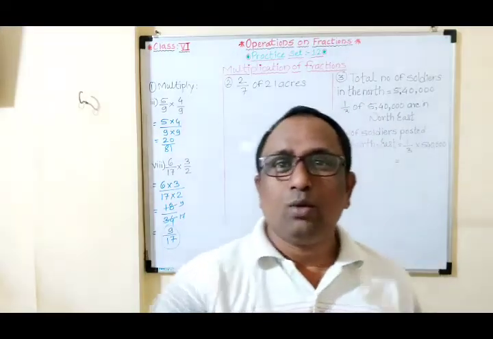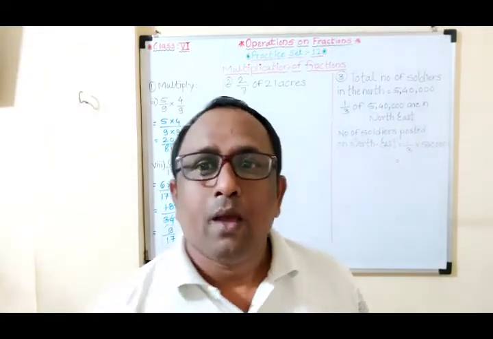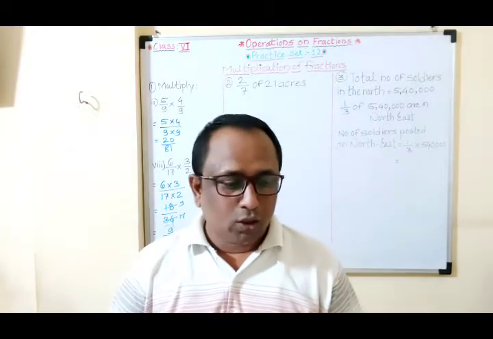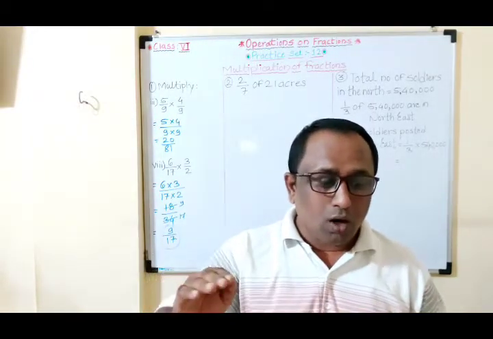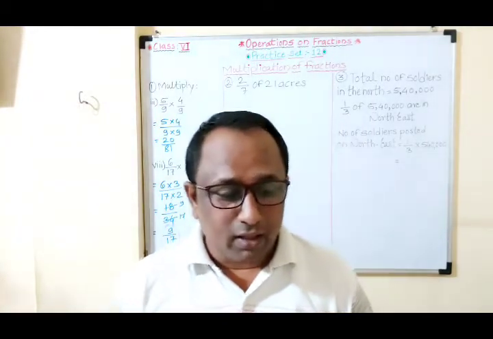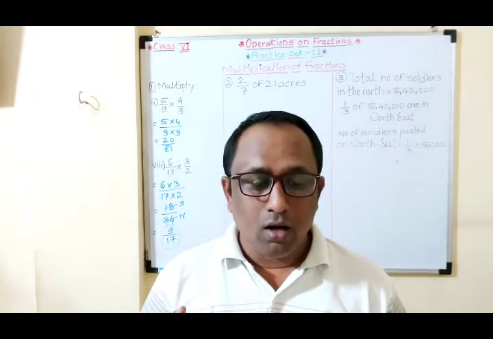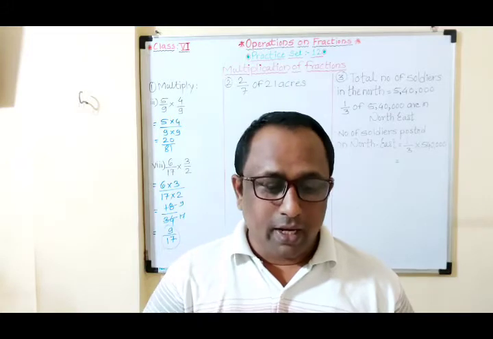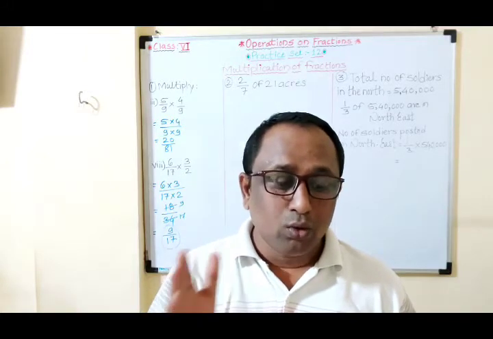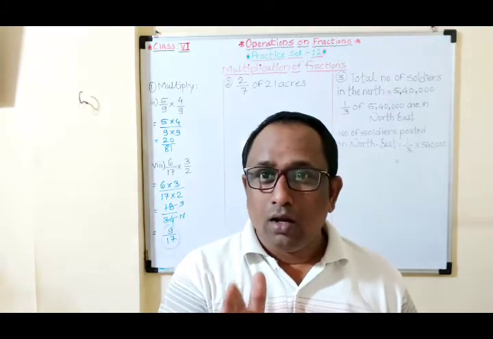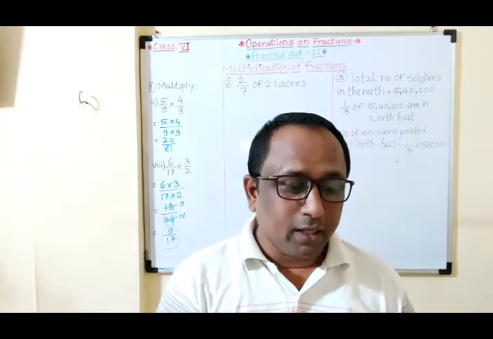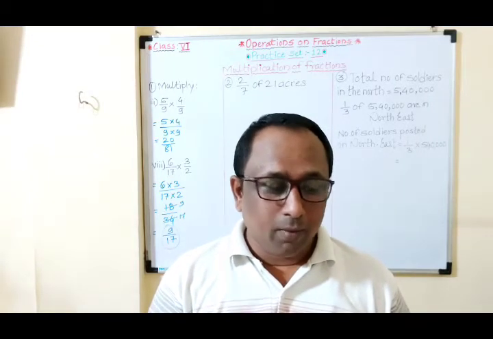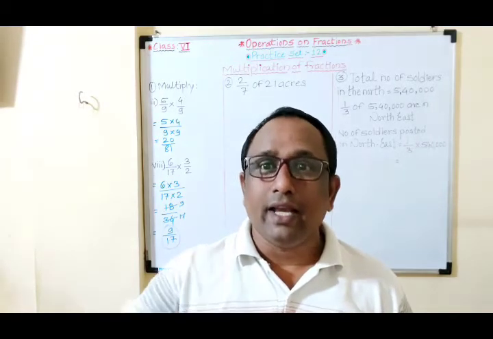Okay, now students, we will move to the second example. Now in the second example, Ashok Rao planted bananas on 2 upon 7 or 2/7 of his field of 21 acres. So the total area of that field is 21 acres. Out of that, 2/7 part of the field he planted with bananas. What is the area of the banana plantation? So we have to find the area.